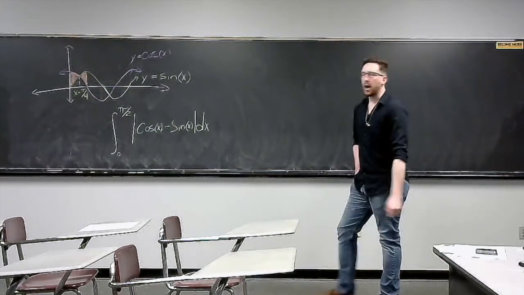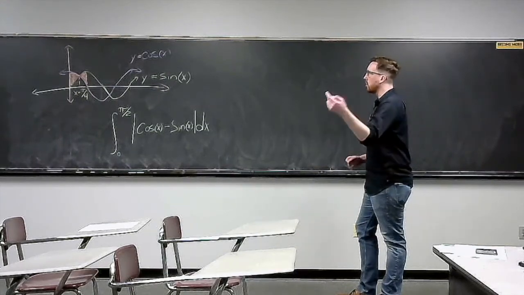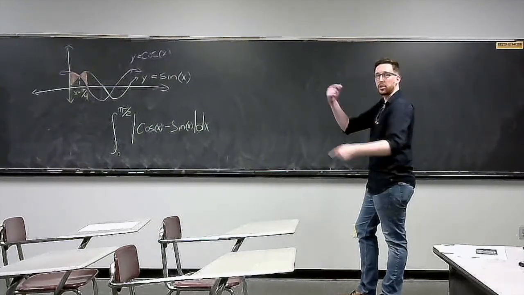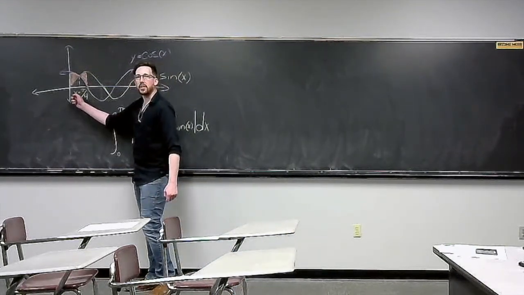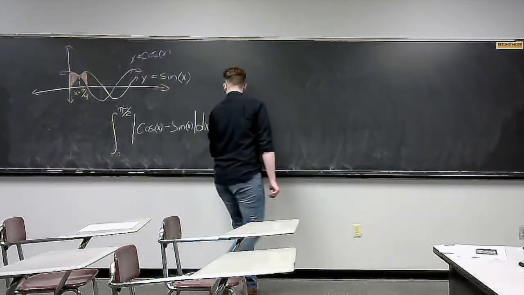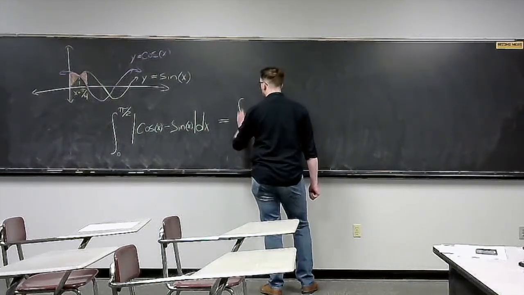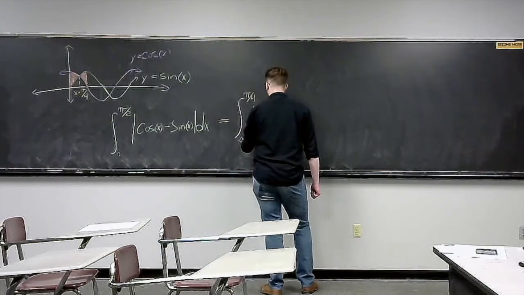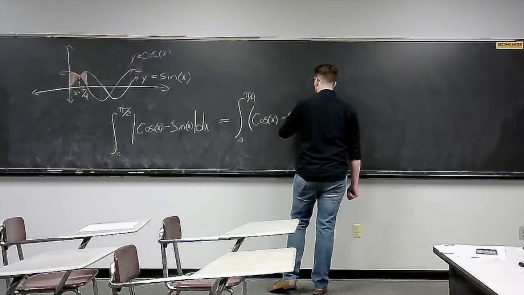But hey, if we look at this graph, cosine and sine swap places, right? Cosine starts off on top, sine starts off on bottom, but at a particular point, that swaps. That swaps, in particular, at x equal to pi over 4. So we can rewrite this without the absolute values as the integral from 0 to pi over 4 of cosine, our top function, minus sine, our bottom function.